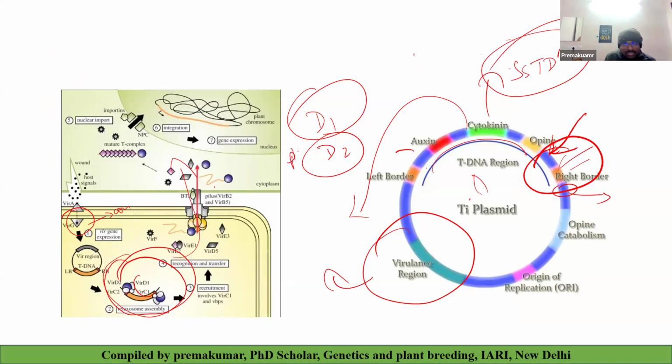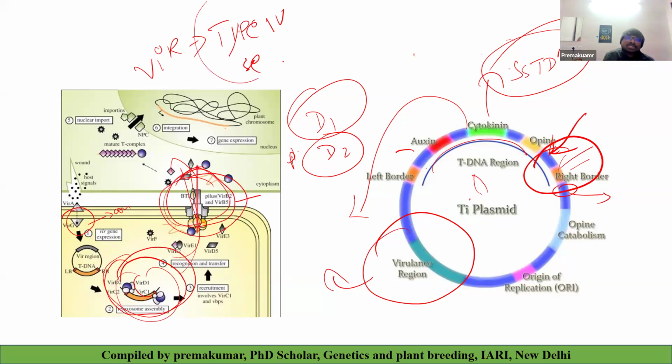How will it transfer? VirB is responsible for that. VirB will form a type 4 secretion system. It is like a passage from the bacterial cell to the plant cell through which your T-DNA complex will move. This is the function of VirB, to create the passage. The passage is called the type 4 secretion system. Then your VirD genes will enter into it.